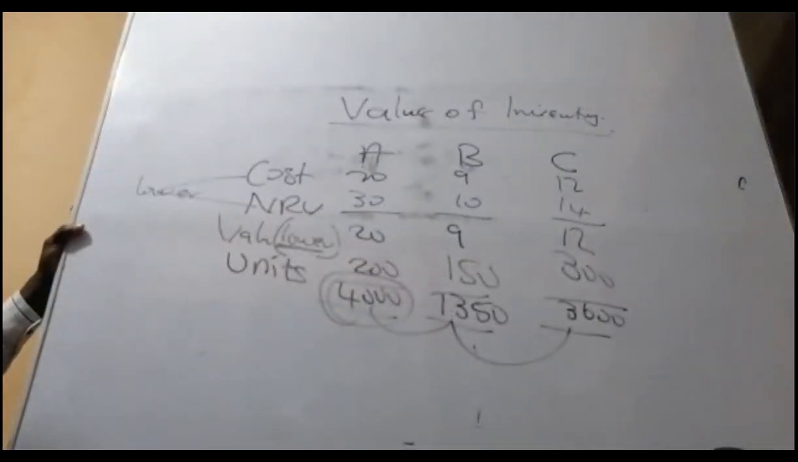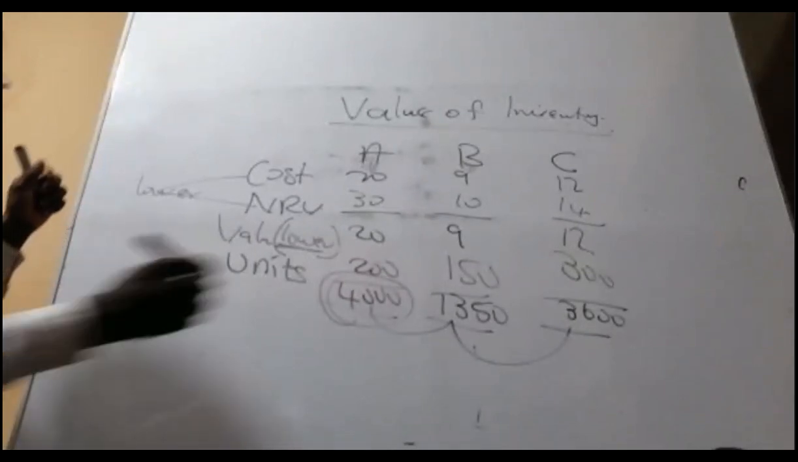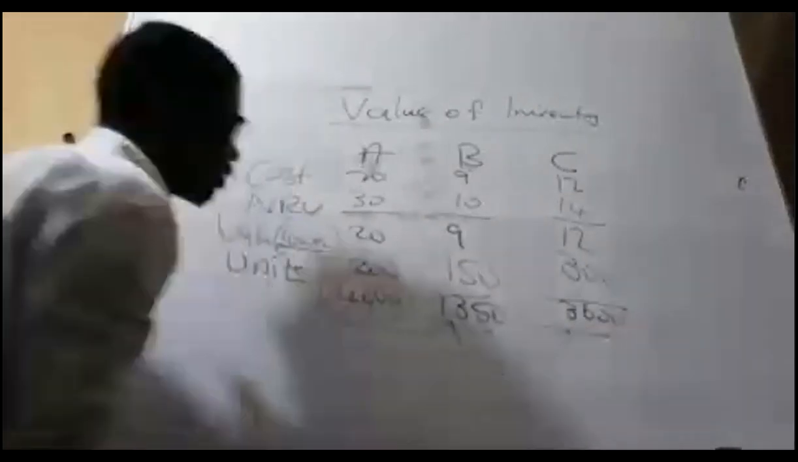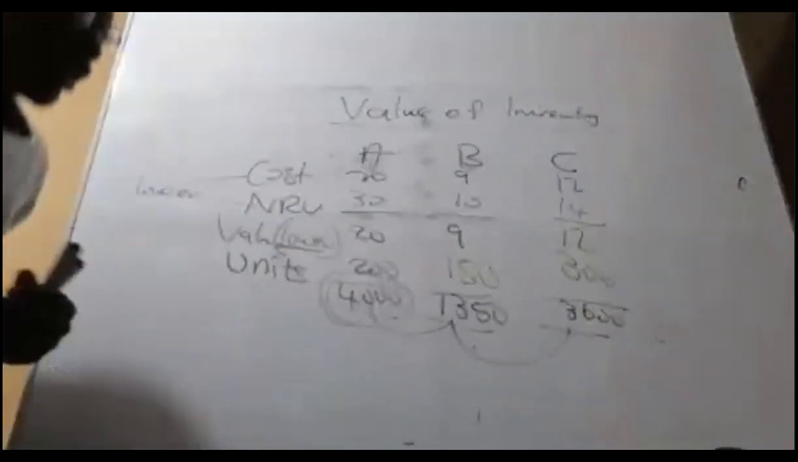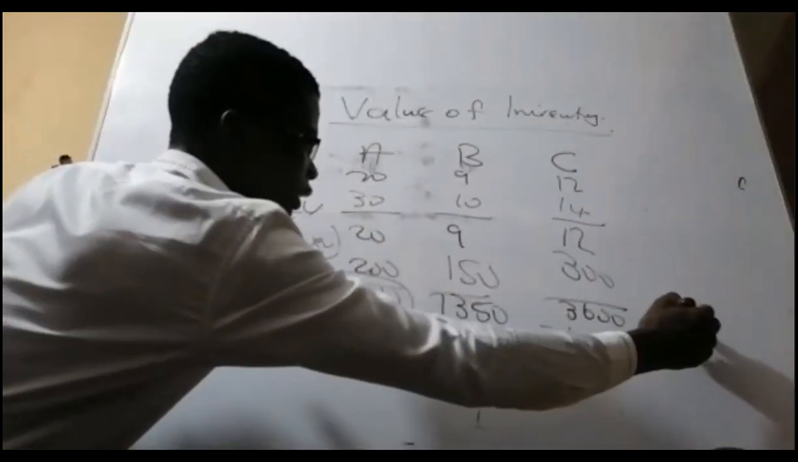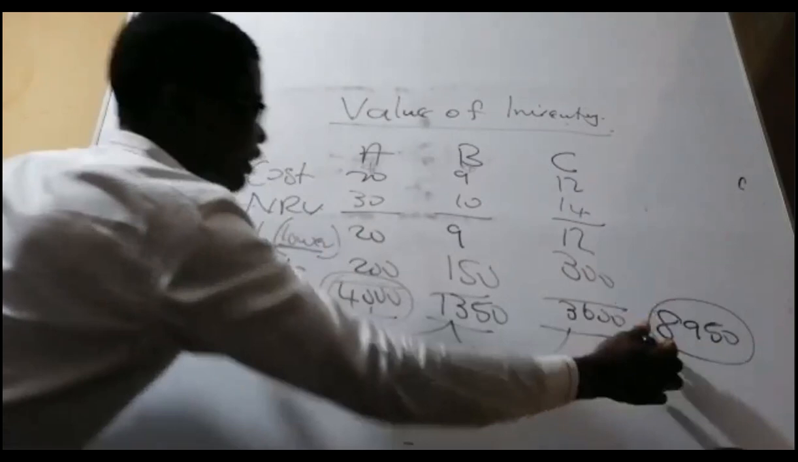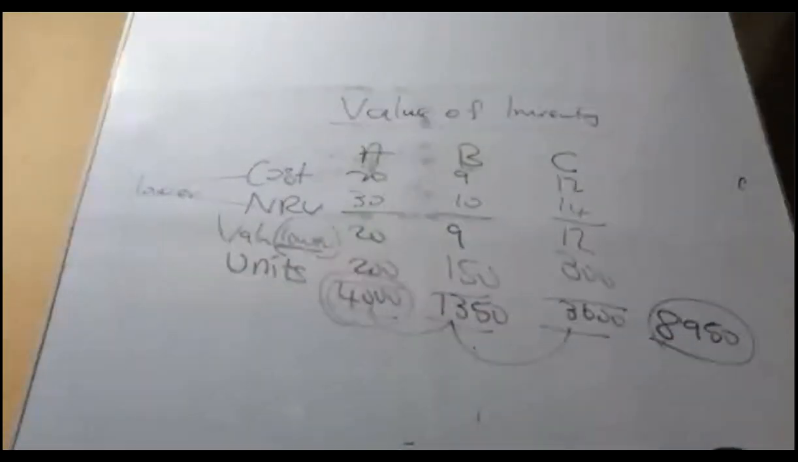So what will be the figure? 4,000 plus 1,350 plus 3,600. That's 7,600, then 8,950, right? So that will give us 8,950. That will be the overall. So on our balance sheet, we will show 8,950 as the inventory figure. Good. So that is the end of the first question.